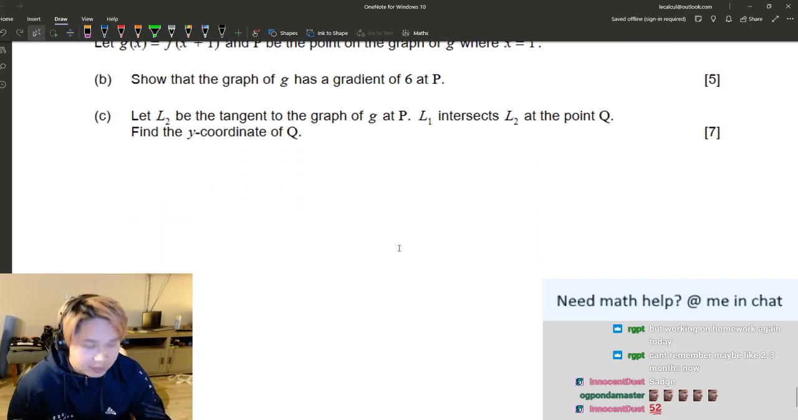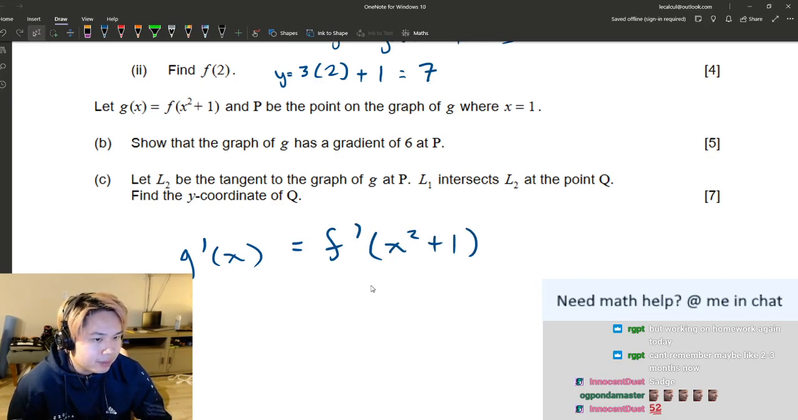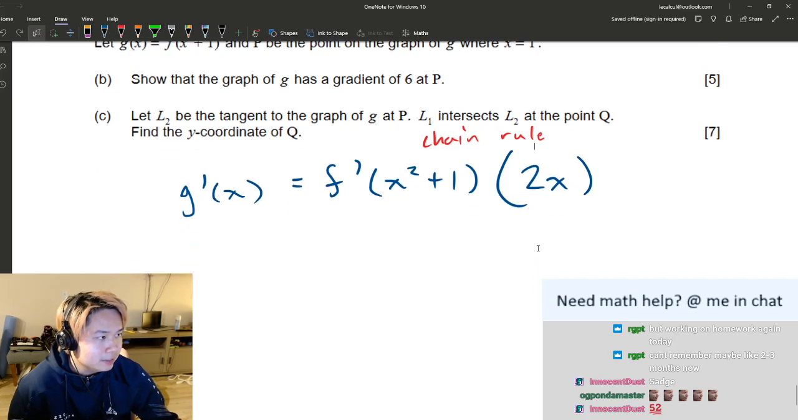Okay, so we want to first find the derivative of g. So according to that, it is the derivative of f at x squared plus 1 multiplied by 2x. This is just the chain rule. So I take the derivative of f, and then I take the derivative of the inside parameter of f, which is x squared plus 1, and multiply them together.